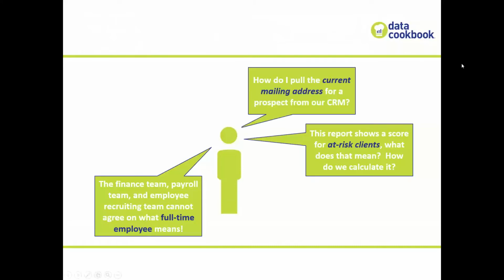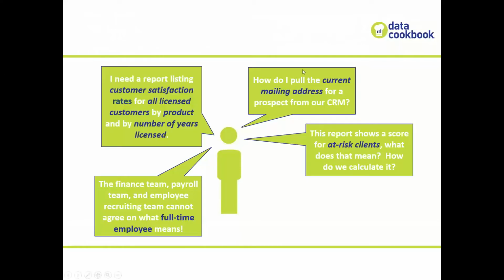How do I pull the current mailing address for a prospect from our CRM? This is a person who got a request to extract information that includes current mailing address, and they're asked to do that from the CRM. They're trying to develop that integration, and they ask, first of all, what does current mailing address mean? And second, how are we pulling that? Do we have a standard way that we pull that out of our CRM?